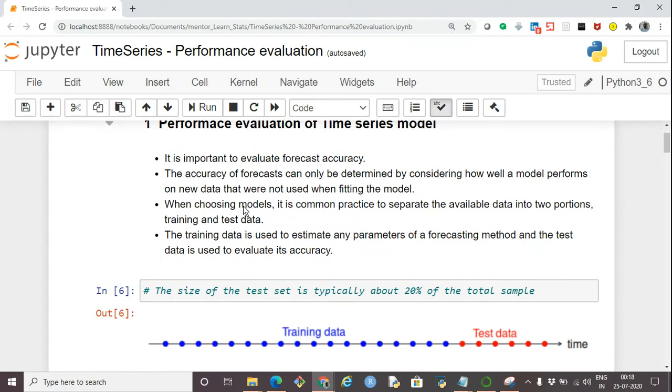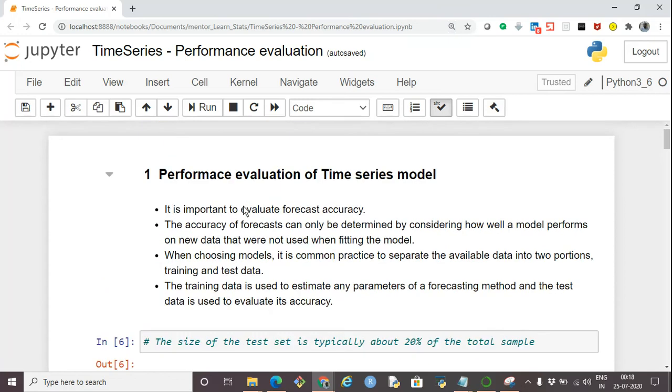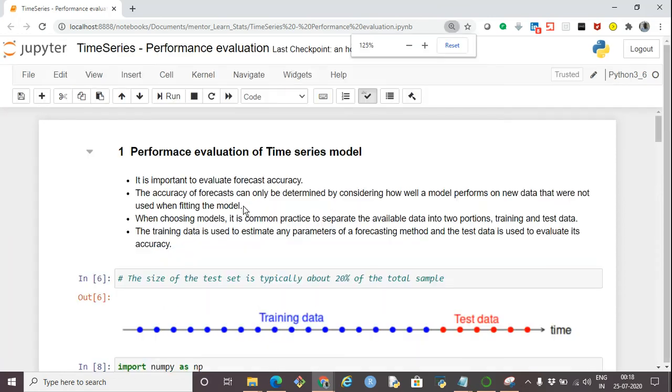So it is important to evaluate the model, the forecast model that we have created. The accuracy of the forecasts can only be determined by considering how well a model performs on new data that were not used when fitting the model.